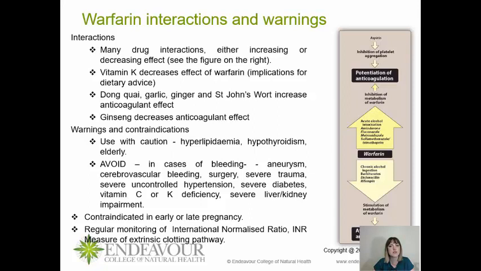Now, because of all of these interactions and the narrow therapeutic index, you constantly monitor the blood clotting capability of people who are using warfarin. So you have this standardised test that leads to a number called the International Normalised Ratio, and warfarin doses are always matched to keeping that number in the right range so that you've got sufficient anticoagulation to stop abnormal clots without having too much anticoagulation where you would cause excessive bleeding.